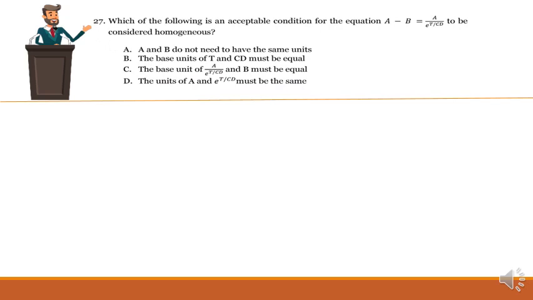Which of the following is an acceptable condition for the equation A minus B equal to this to be considered homogeneous? So we have another question on homogeneity. We'll start by cancelling this y. For this equation to be homogeneous, what is the condition? The base unit of the additive terms of the physical quantities on both sides of the equation must be the same. It means the base unit of A must be equal to the base unit of B, which is equal to the base unit of all these terms. Now option A says A and B do not need to have the same unit. Who told you? A and B must instead have the same unit. Reason why we have already eliminated option A, and we're left with 3 options to choose from.